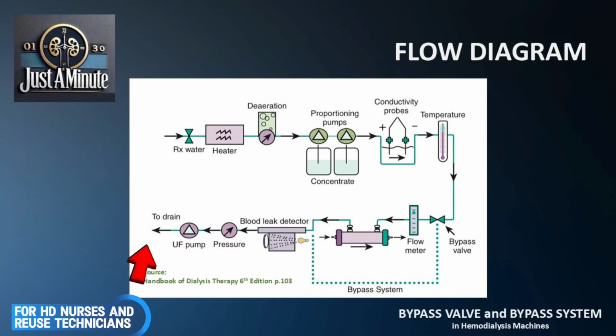But if an abnormal condition is detected, such as incorrect conductivity, unsafe temperature, or a machine malfunction, the bypass system is activated. The bypass valve immediately closes the path to the dialyzer and diverts the dialysate straight to the drain. This protective mechanism ensures that unsafe dialysate never reaches the patient's blood, safeguarding them throughout the entire treatment.